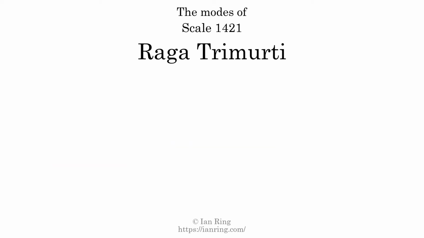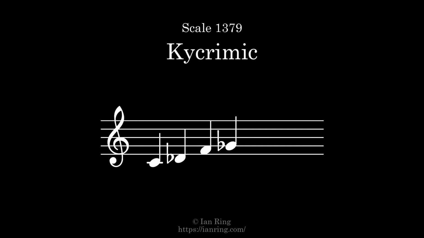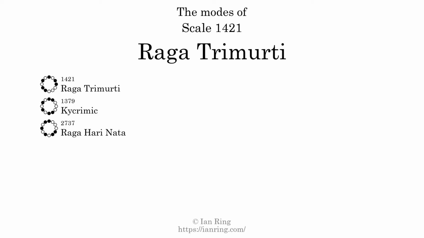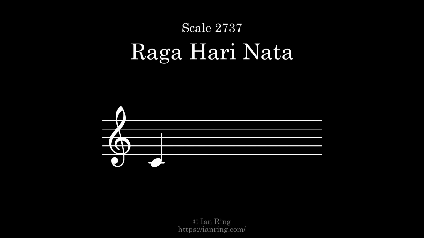This scale has 6 modes. The first mode is itself. The second mode is scale 1379, also known as Chichrymic. It sounds like this. The third mode is scale 2737, also known as Raga Trimurti. It sounds like this.